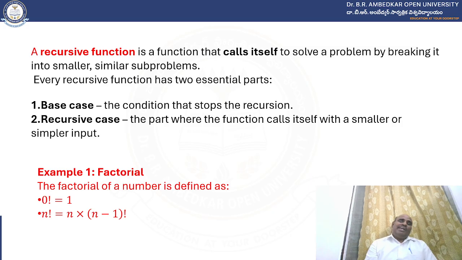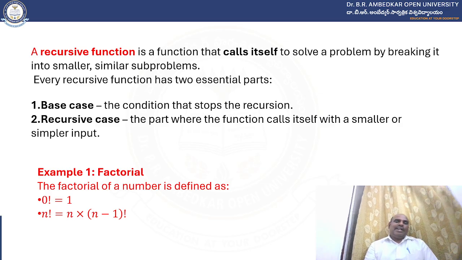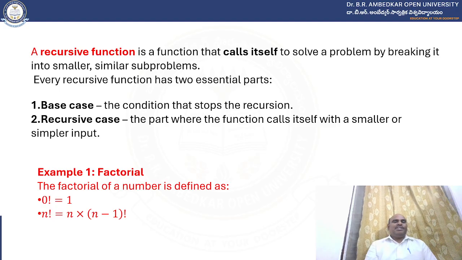Every recursive function has two essential parts. What are the two essential parts? The first part is called the base case, and the second part is called the recursive case. What do you mean by base case? Base case means the condition that stops the recursion. Whatever condition is there, that condition automatically stops the recursion procedure. That is the base case.